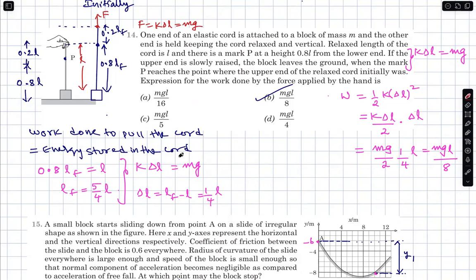Whatever the work you have done, it is stored in the form of the elastic potential energy of the string. So half K x square. I told you if it is a spring, half K x square, half K delta L square. This I can write as K delta L by 2 into delta L. K delta L already you committed, that is mg. mg by 2 into elongation, which you already know is L by 4. So totally mgL by 8. Any doubt? Pakka? Right.